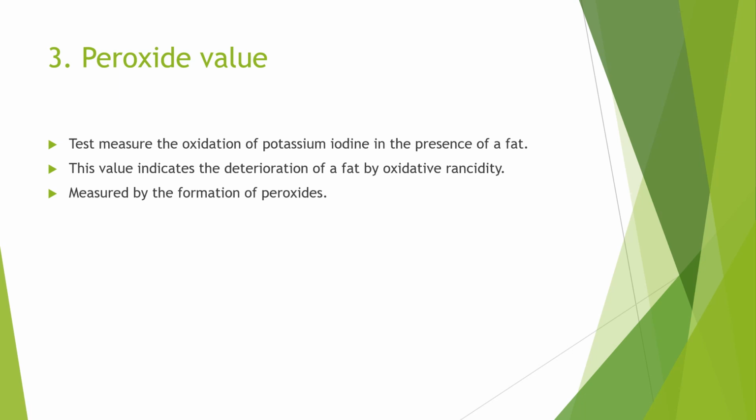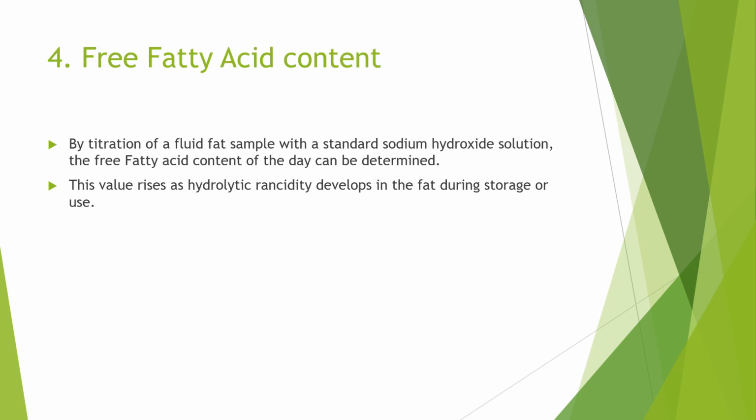The peroxide value test measures the oxidation of potassium iodide in the presence of a fat. This value indicates the deterioration of a fat by oxidative rancidity. It is measured by the formation of peroxides. Number 4 test is free fatty acid content. It is done by the titration of a fluid fat sample with a standard sodium hydroxide solution, and the free fatty acid content of the fat can be determined. This value rises as hydrolytic rancidity develops in the fat during storage or prolonged use.